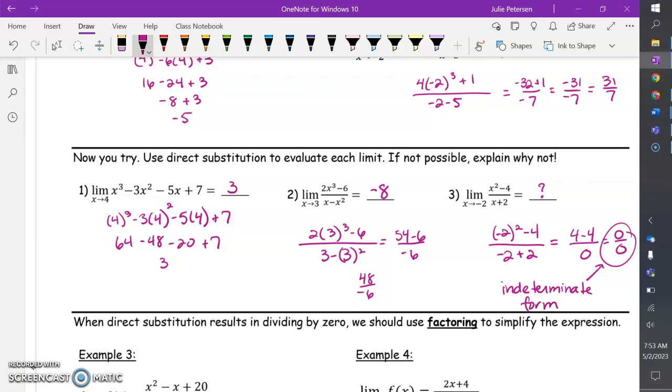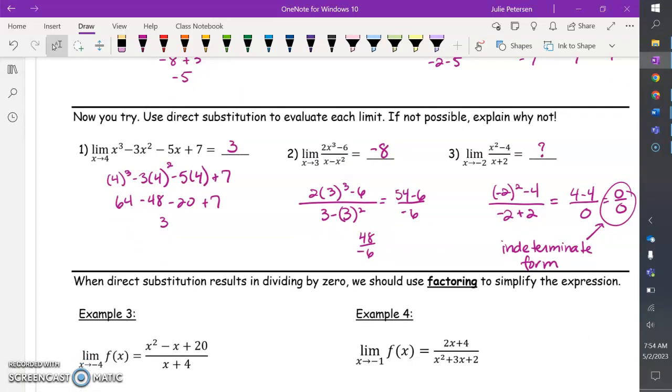And that just simply means that the number that we're plugging in, we can't substitute it in directly and figure out what's going on there. We have to do a little more digging. And one of the best things to do in order to figure that out, when our direct substitution gets us this indeterminate form or dividing by 0, we're going to use factoring whenever possible to simplify the expression.